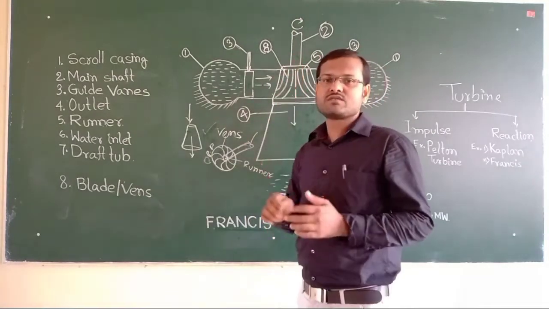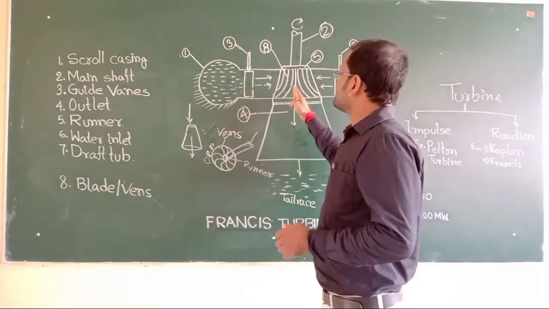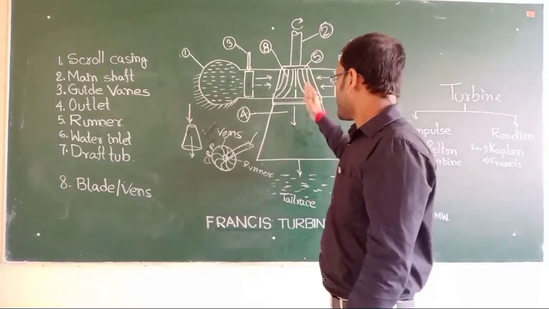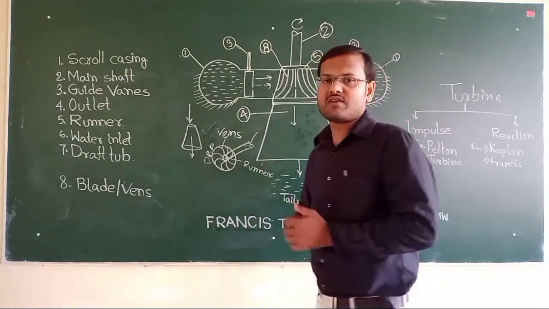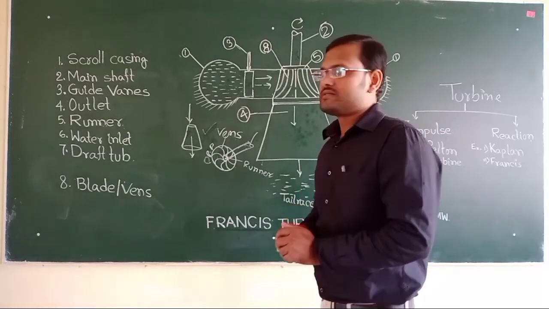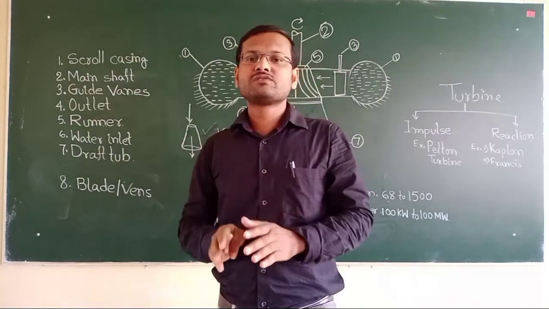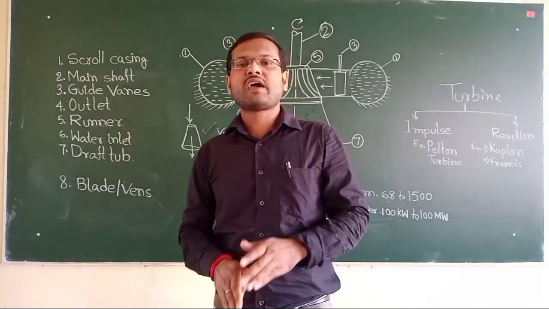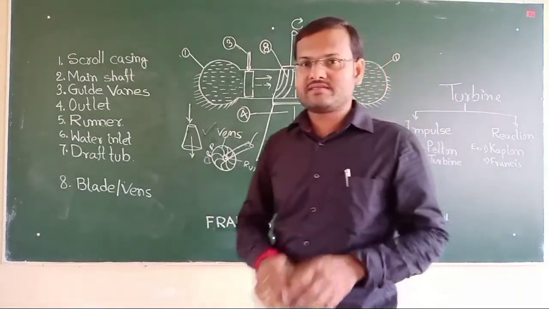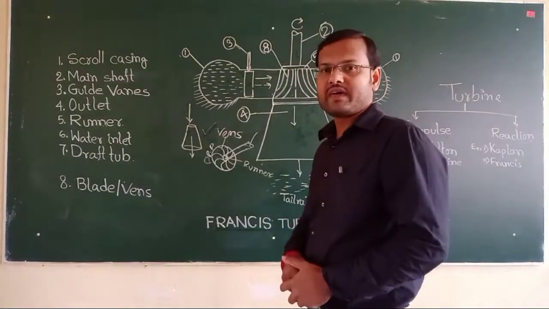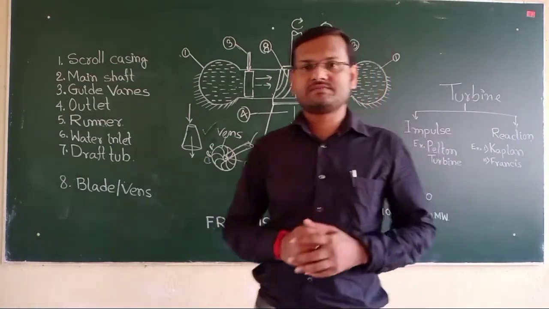So, the main shaft also starts to rotate, and after that the discharge water flows to the tail race through the draft tube, and in this draft tube the discharge water velocity also decreases and the loss of kinetic energy is less. In this way, a Francis turbine works.